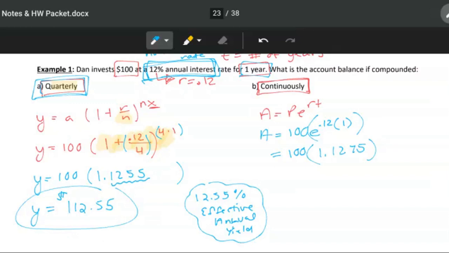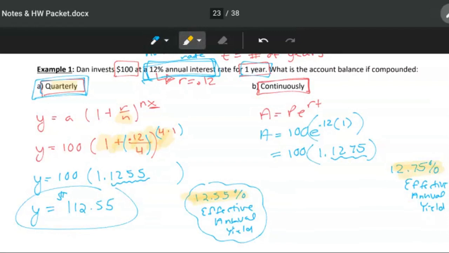1.1275. All right, and you can just look at this decimal place. 12.75%, that would be your effective annual yield, what you're actually getting here. So it's just nice to compare. You can see which is going to be the better deal.